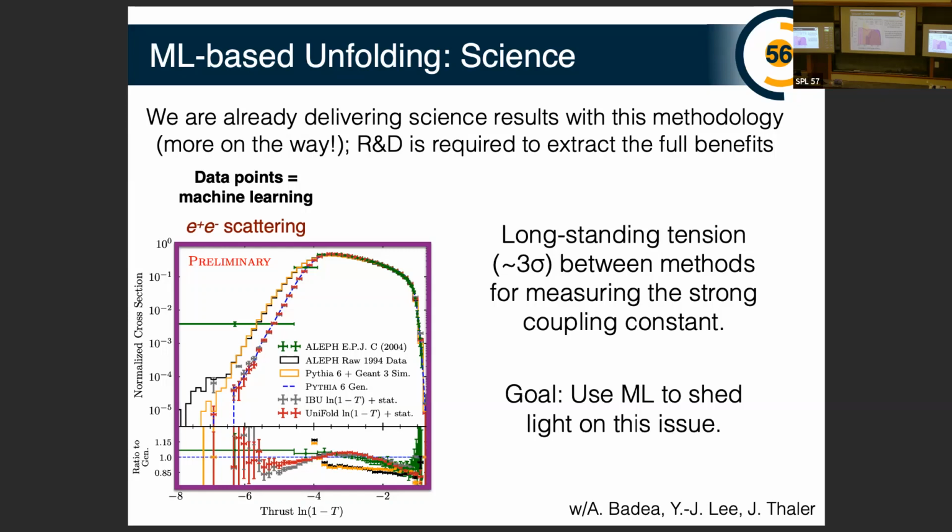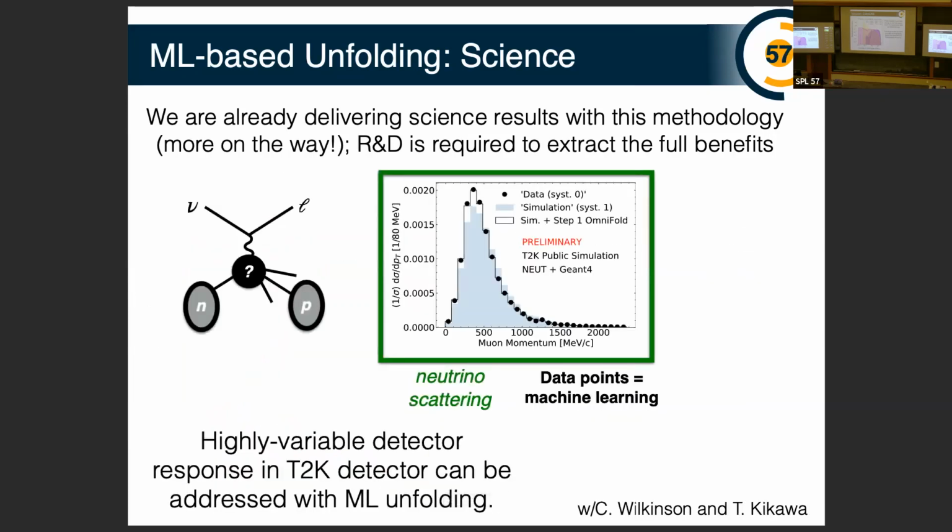And actually, there's kind of a long-standing tension in the extraction of the strong coupling constant between e+e- and lattice methods. And it's a non-trivial tension. It's actually 3 sigma. You probably haven't heard a lot about it because I think no one thinks this is new physics, but it's still sort of a problem with our understanding at a deep level that we'd like to understand better.